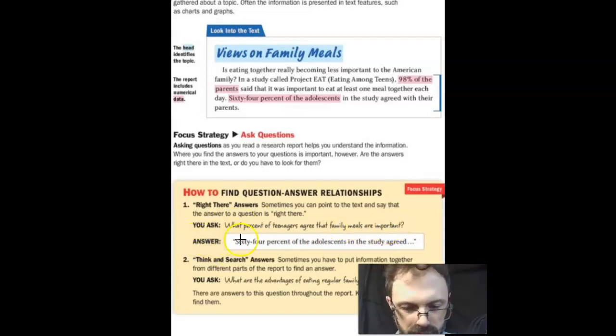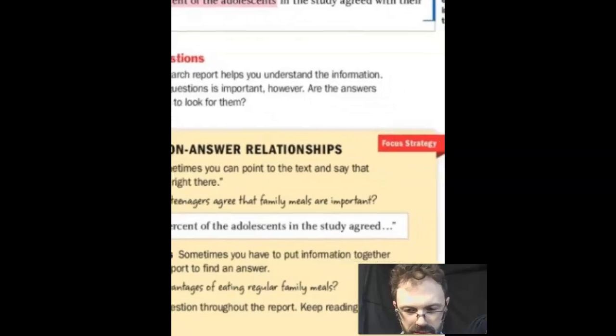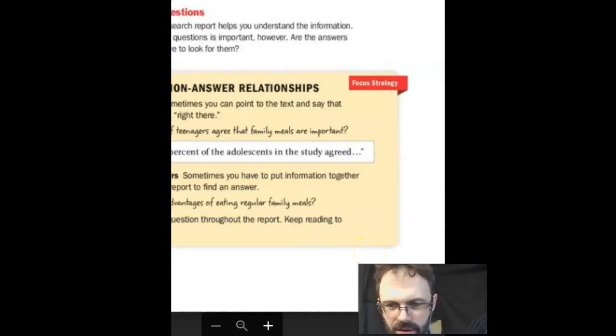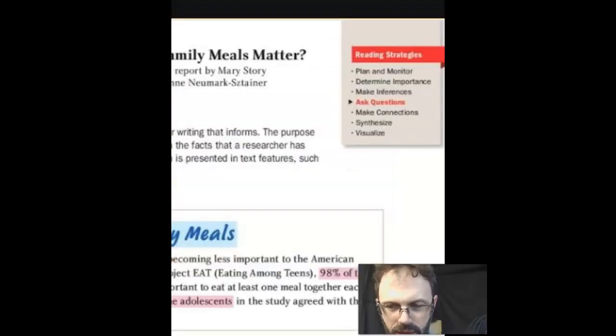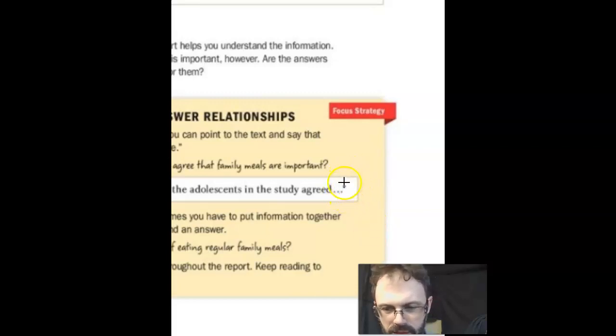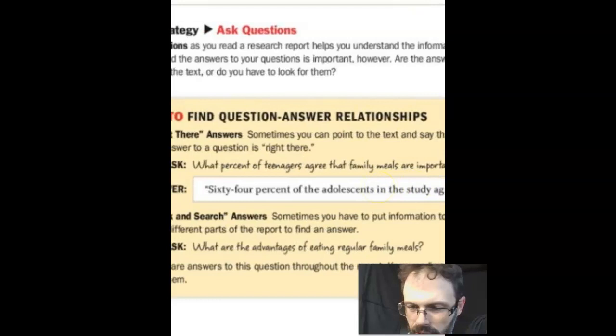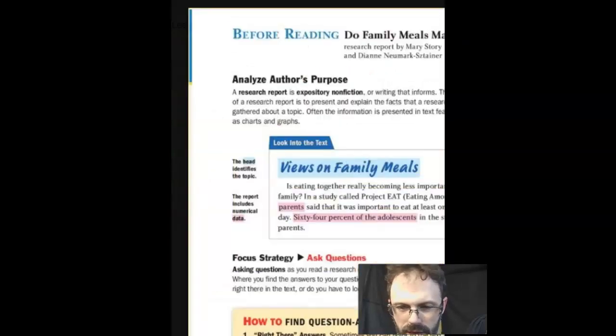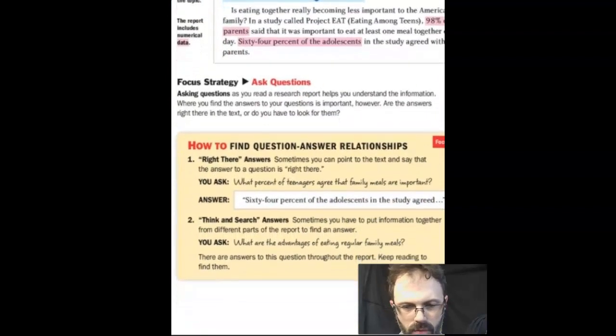And then you answer because you can see it's in the text. It says 64% of adolescents in the study agreed. And remember, you see it has quotation marks at the end there. Sorry about that, I lost control of the video for a second. So I was just saying here that we know this is coming from the text because it's got quotation marks there. Remember, when you do your active reading, anytime you take something out of the text, you have to put it in those quotation marks. So just remembering that. And so we were talking about right there answers.